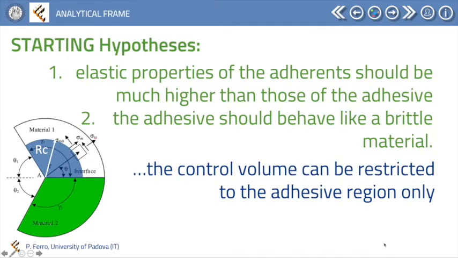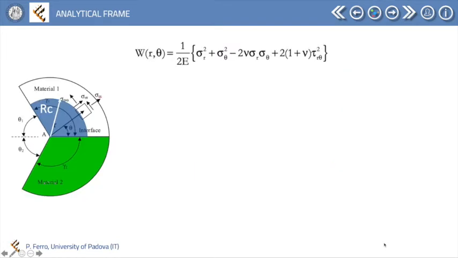For this aim, some hypotheses are required. The first one is that elastic properties of the adherents should be much higher than those of the adhesive. And the second one is that the adhesive should behave like a brittle material, like epoxy for example. Under such conditions, it is assumed that the control volume can be restricted to the adhesive region only, as you can see in this figure.